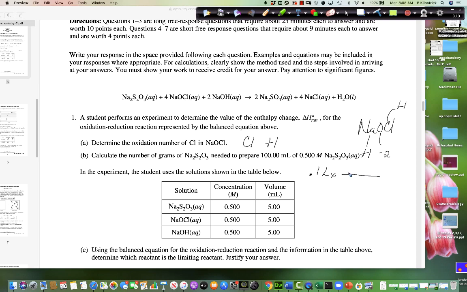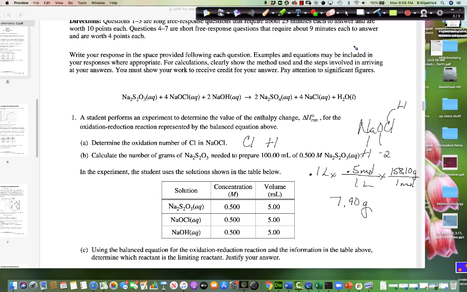So you have 0.5 moles for every 1 liter, and then you have 158.10 grams for every 1 mole. All right, and then you're going to do the calculation. You should get 7.90 grams. And also make sure you're paying attention to significant figures. We have 3 significant figures here, so you should have 3 here.